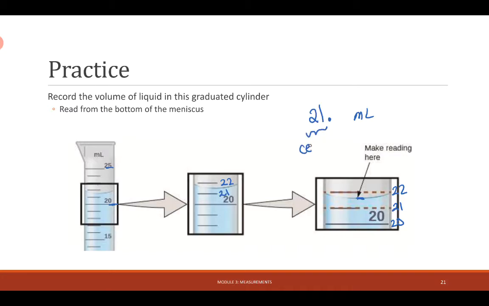And then we have to estimate how far along it is. To me, it looks like it's barely past the halfway point between these two. We always want to read from the bottom of the meniscus. So I would say halfway is right there-ish, and I think it's barely above the halfway point. So I'm going to estimate 21.6.